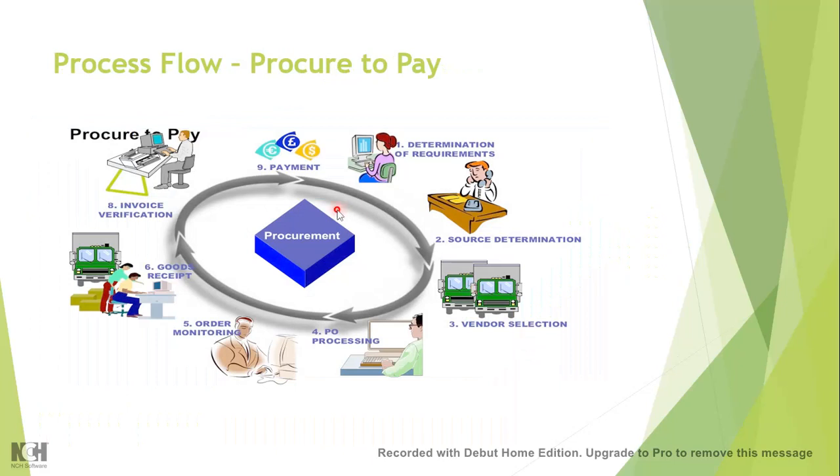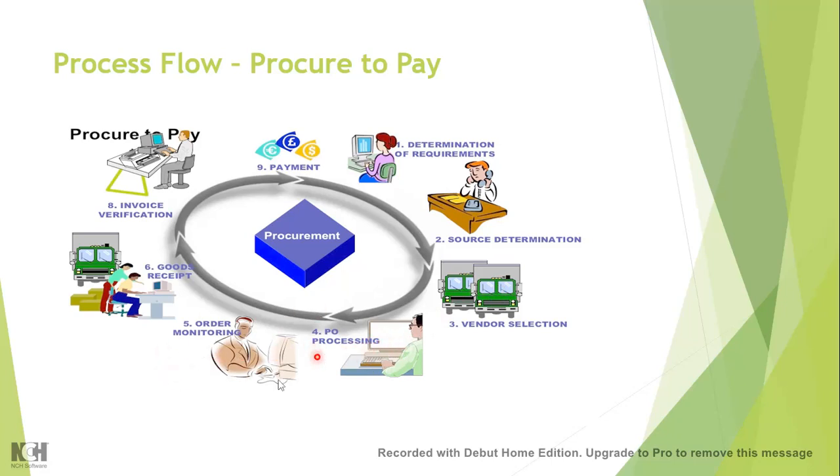Now let's understand the procure to pay process. How does it work in SAP? It starts with PR creation, determination of requirements. Suppose a department needs a laptop, so they will create a purchase requisition. Based on that purchase requisition, there will be a source determination. So the buyer will identify from whom to buy the laptop. Once the vendor has been selected, they will issue a purchase order under PO processing.